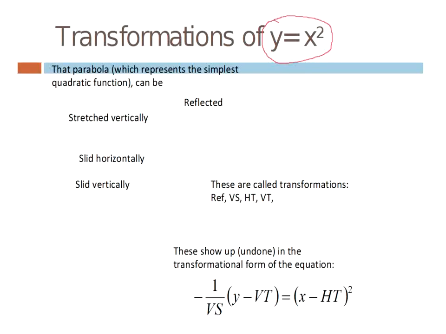And they show up undone in the equation. It's called transformational form. So this is the general form here. That's what we've talked about, ax squared plus bx plus c. But this is transformational form, so it's another way to represent the quadratic.